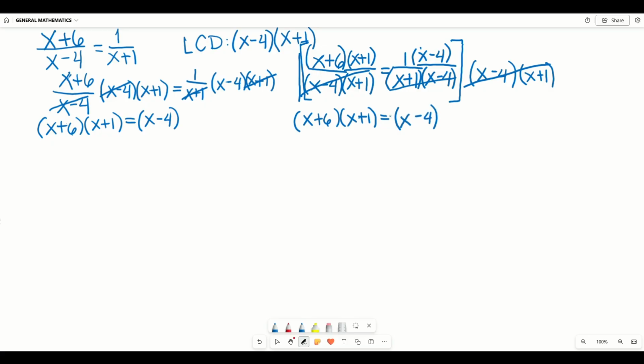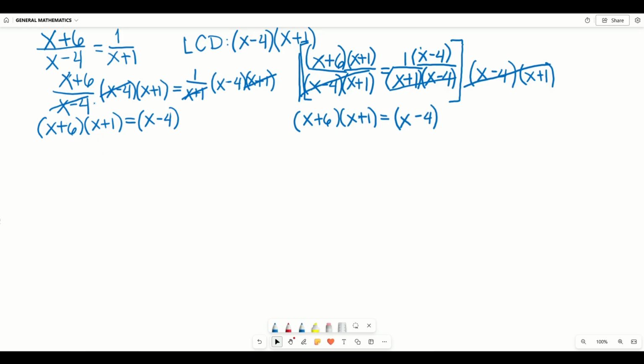Right? And as you can see, kahit alin yung technique na gamitin mo is you will have the same resulting transformed equation. So, let's continue with this one. Since parehas naman silang x plus 6 times x plus 1 is equal to x minus 4, we need to simplify this. And to simplify product of two binomials, we need to employ the FOIL method.